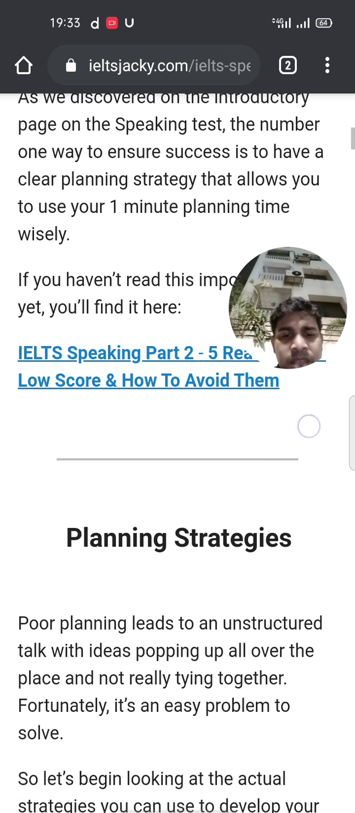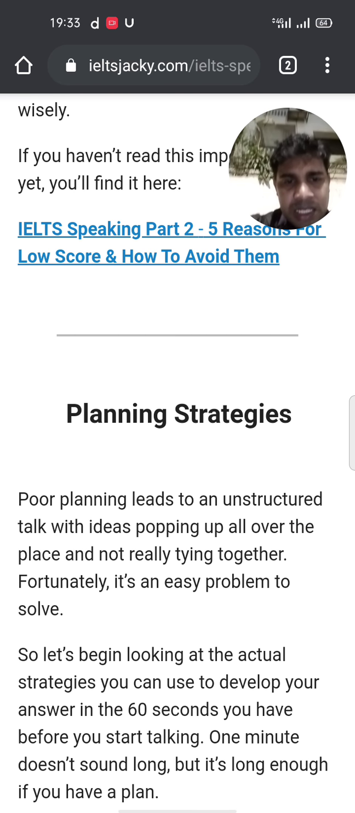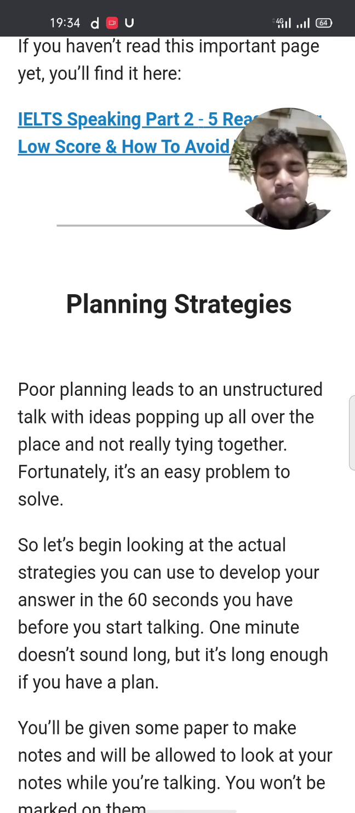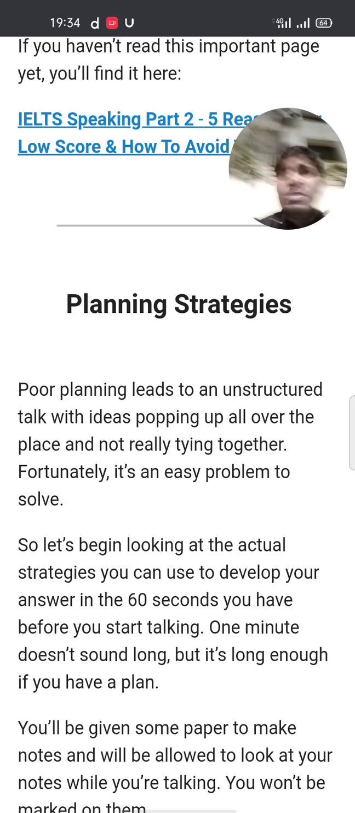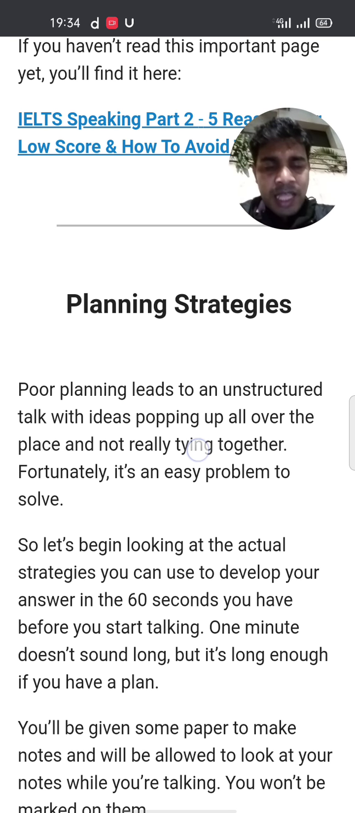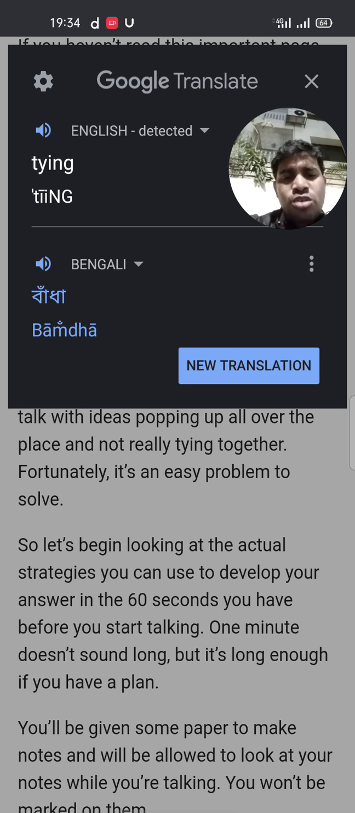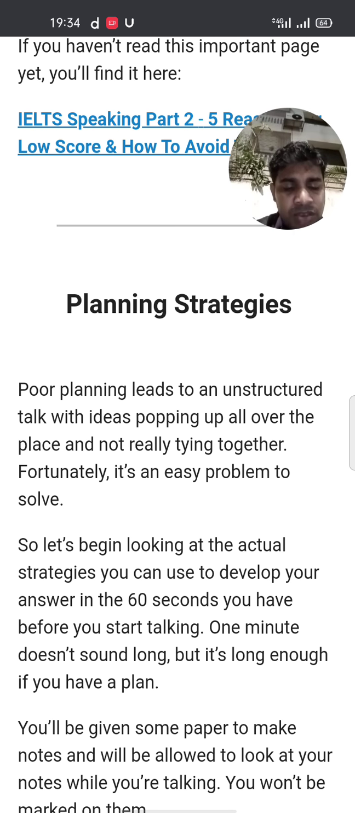Okay, we're back here. Planning strategies. Poor planning leads to an unstructured talk with ideas popping up all over the place and not really tying together. Tying means binding, that is, binding one sentence to another. Your talk should be relevant from the first sentence to the last. You can't get distracted or say anything you want. You have to talk specifically about the thing the examiner wants to hear from you.